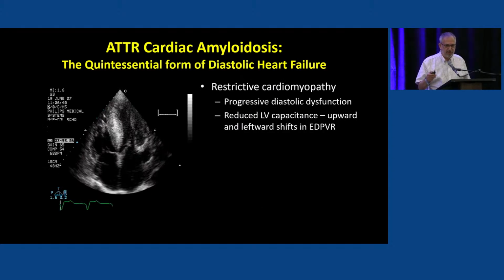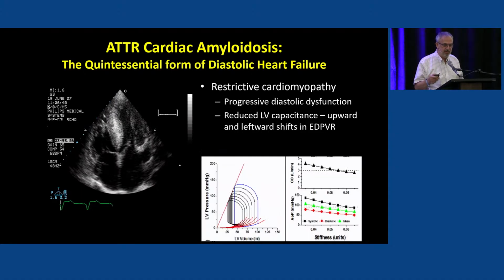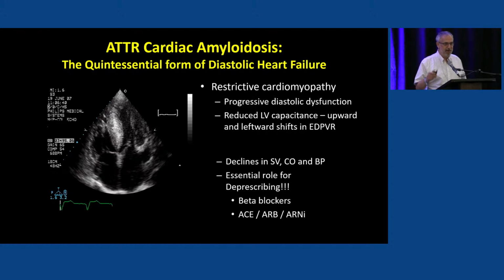So if you think about this progressive upward shift in the EDPVR and reduced ventricular capacitance, it's associated with a decline in one's stroke volume and therefore a decline in one's cardiac output and therefore a decline in one's blood pressure. In fact, one of the clues to this disease is someone who was previously hypertensive and you're pulling back medicines despite them having HFpEF, because the most common comorbidity in HFpEF is concomitant hypertension. So you see someone in the office, heart failure, preserved EF, and a normal blood pressure, think amyloid.